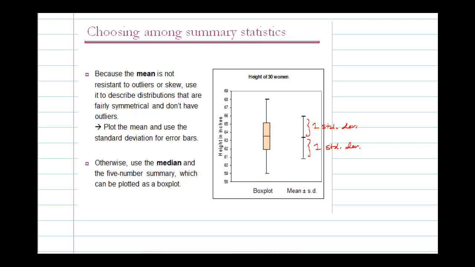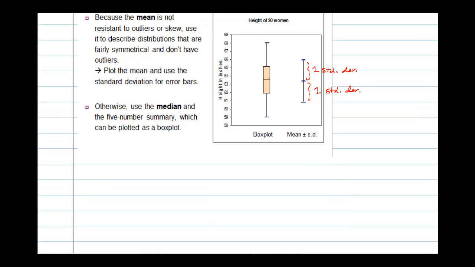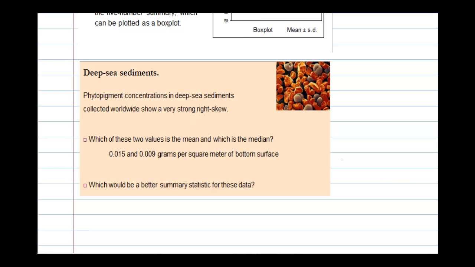Now let's use this information about skewness to determine something about a set of data. The set of data that I want to look at is the phytopigment concentrations in deep sea sediments collected worldwide, and they're saying that they're showing a very strong right skew. So over here, as soon as I see the word right skew, I kind of think it looks something like this. Probably not exactly, but something like this. Now, which of these two values is the mean and which is the median? Well, if I have a right skew distribution, I know that the mean is somewhere over here in the direction of the outliers or the direction of the skew.